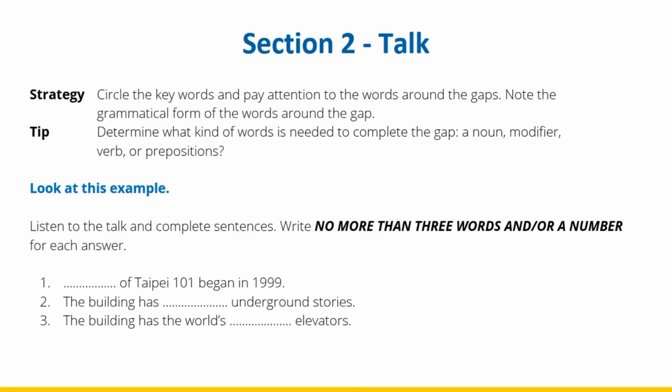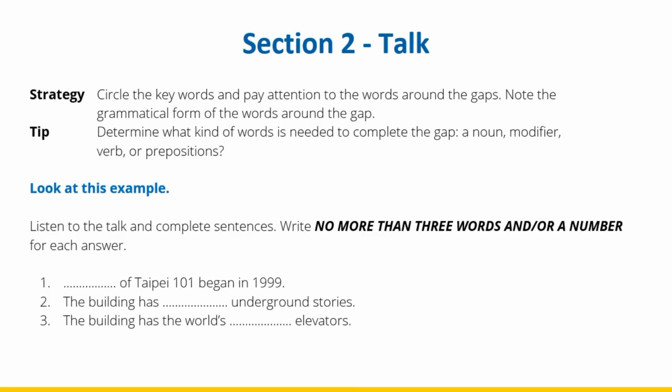You also have to determine what kind of word is needed to complete the gap. Sometimes it can be a noun, sometimes a modifier such as an adjective or adverb, or maybe a verb or preposition. So make sure you look at the gaps, read the complete sentence, and understand what kind of information and what grammatical form of the word you need to write down. For example, we have an example below, so let's take a look.